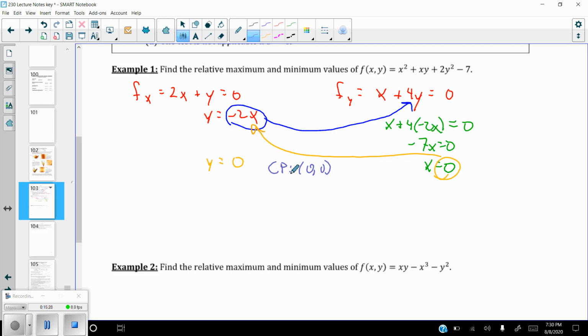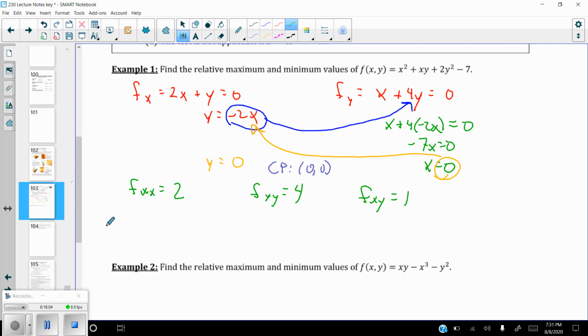Well, we still need the second derivatives. So let's go ahead and find those. I need fxx, I need fyy, and I need fxy. So let's find those. Fxx is the derivative of fx with respect to x. That's 2. Fyy is the derivative of fy with respect to y. That's 4. Fxy is the derivative of fx with respect to y, which is going to be 1. You could do the same thing with fyx. You're also going to get 1. It won't make any difference.